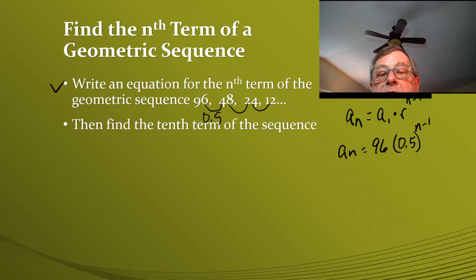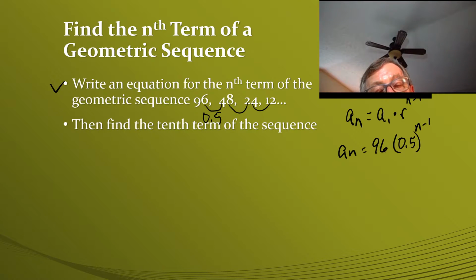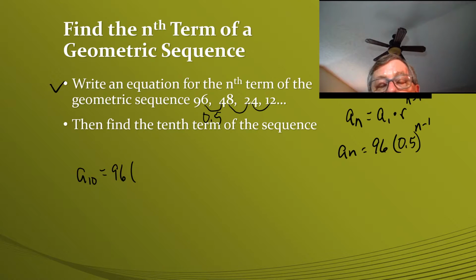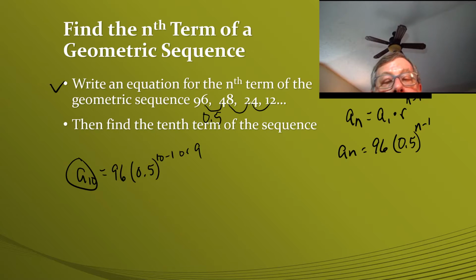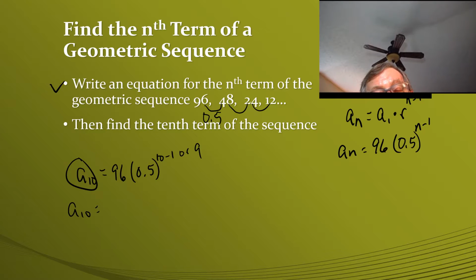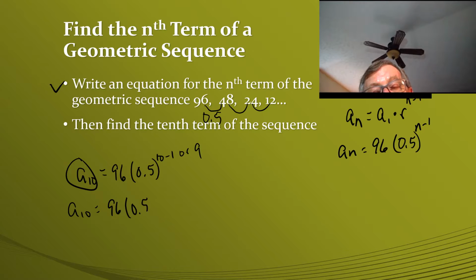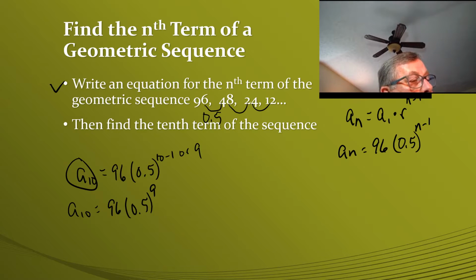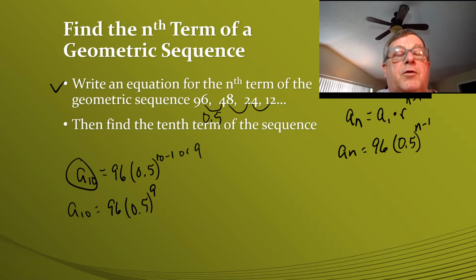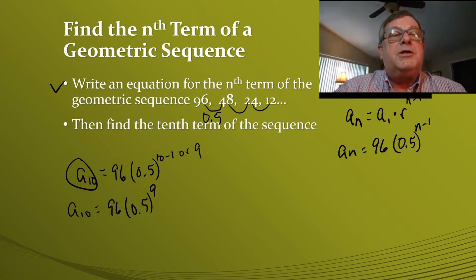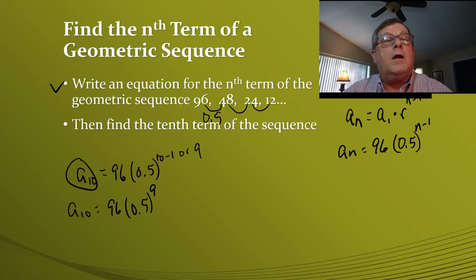Now it says to find the 10th term of the sequence. So if I'm going to find the 10th term, then I've got a_10 equals 96 times, so I substitute in 10 for n, 0.5 raised to the power of 10 minus 1, or to the 9th power. So we've got a_10 is equal to 96 times 0.5 raised to the 9th power. Okay, I'm going to jump over here to a calculator and perform this operation. So hold on and we will get there shortly.